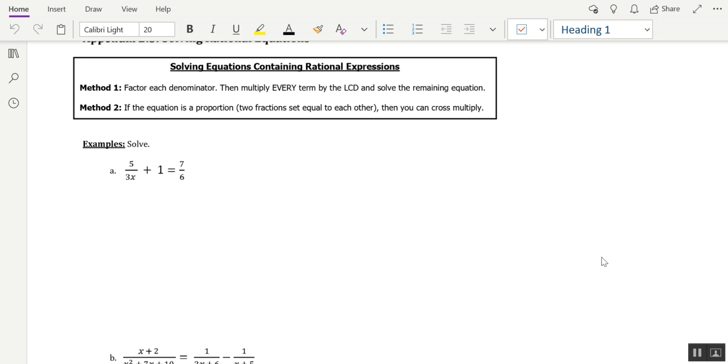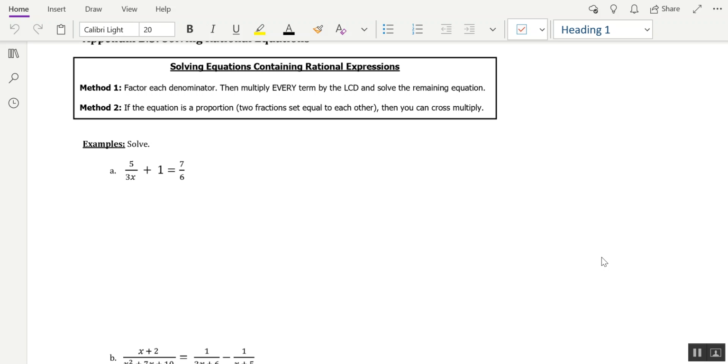In this video, what I'm going to do is show you how to solve a rational equation. First of all, a rational equation is an equation involving at least one rational expression. So if you look at example part A here, 5 over 3x is definitely a rational expression. So here we have a rational equation.